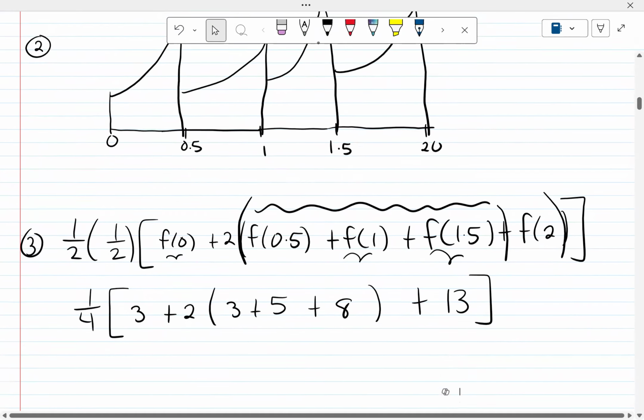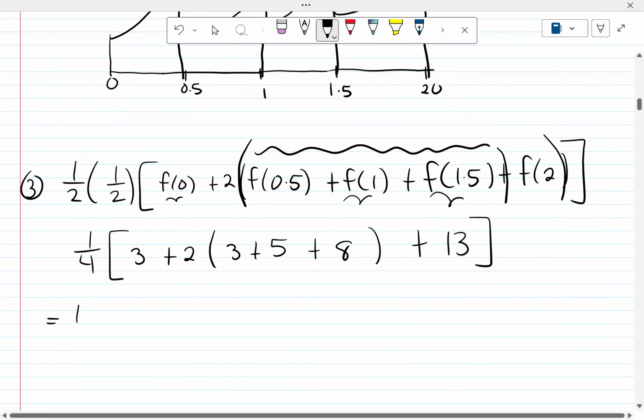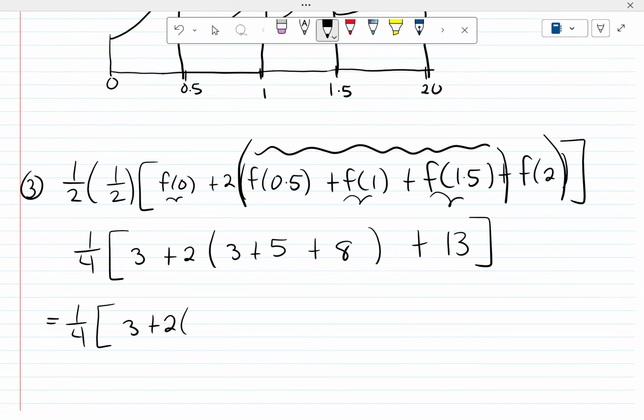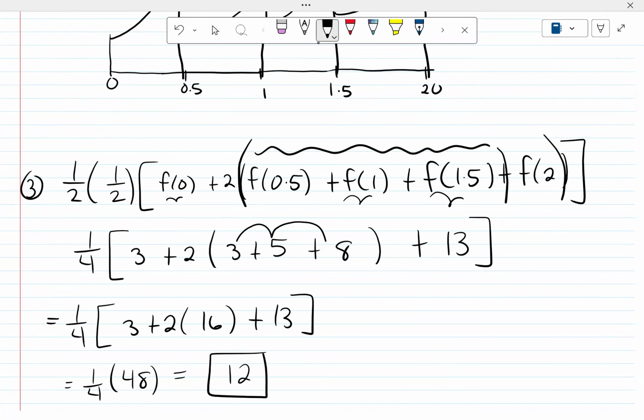Okay, good. Now you just plug this into your calculator. So this is 3 plus 2 times 3 plus 5 plus 8, which is 16, plus 13, close the bracket, and you get 1/4 times 48, which is 12. Okay, so that's the answer. And this is called the trapezoidal approximation from 0 to 2. Okay, so let's move on.